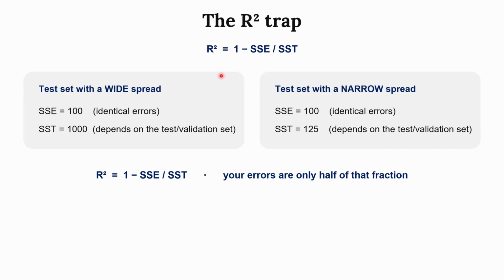Let's look at the R squared trap. Test set with a wide spread. The spread is this thing right here, which depends on the test or validation set. This is the error on the formula, okay? And let's compare with a test set with a narrow spread. The same errors, but different spread. Here a narrow spread, because in the R squared your errors are only half of that fraction. The other is the spread. Let's see what the spread does.